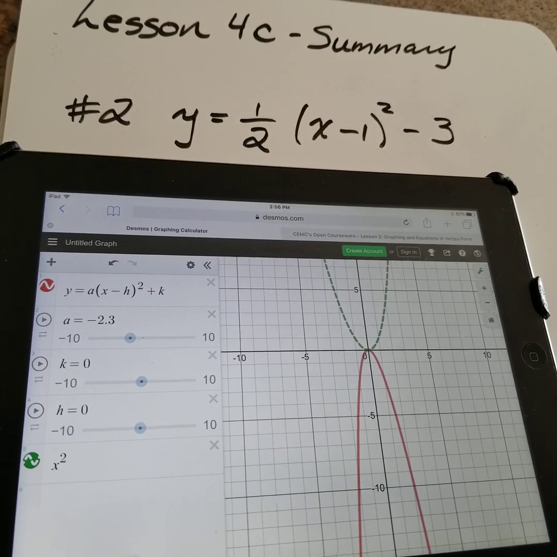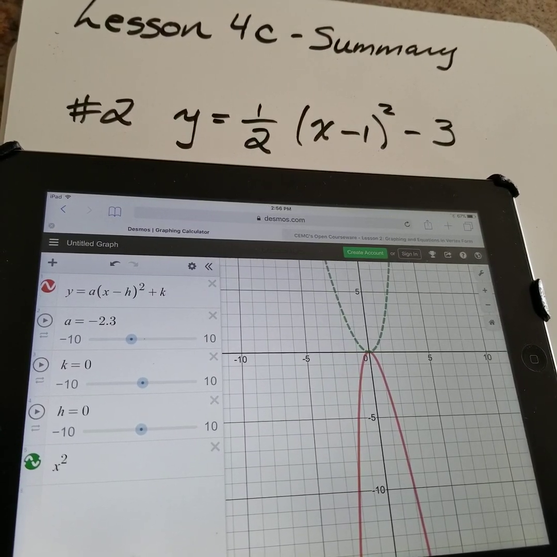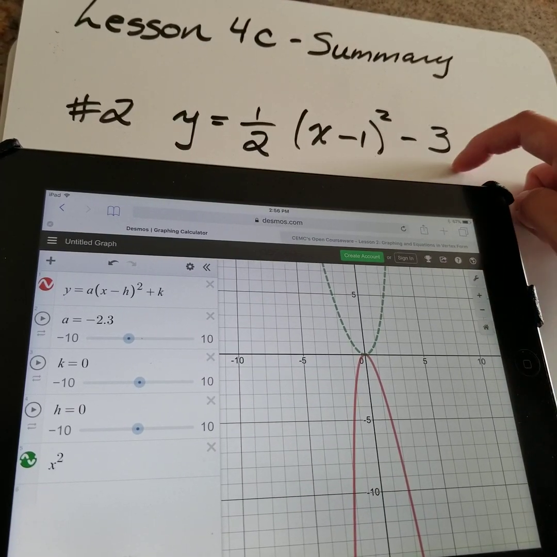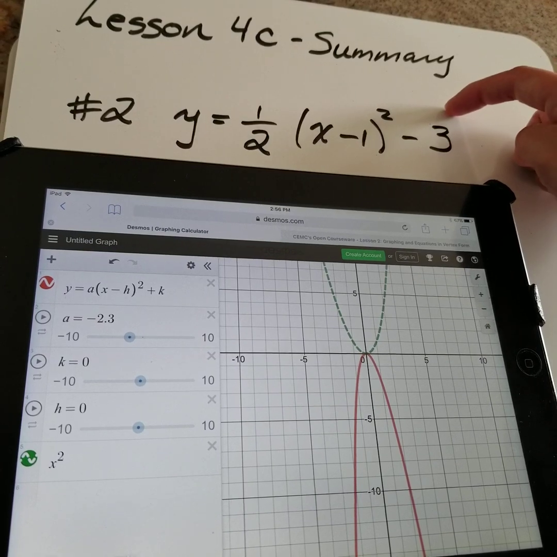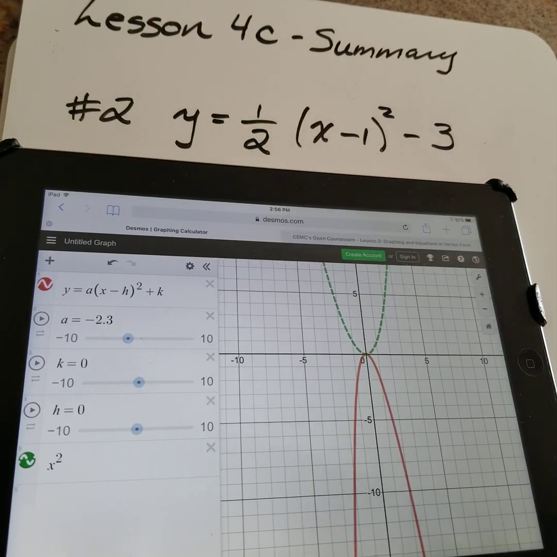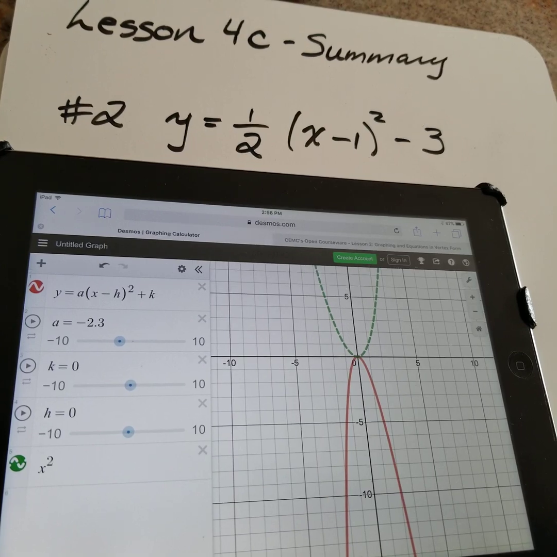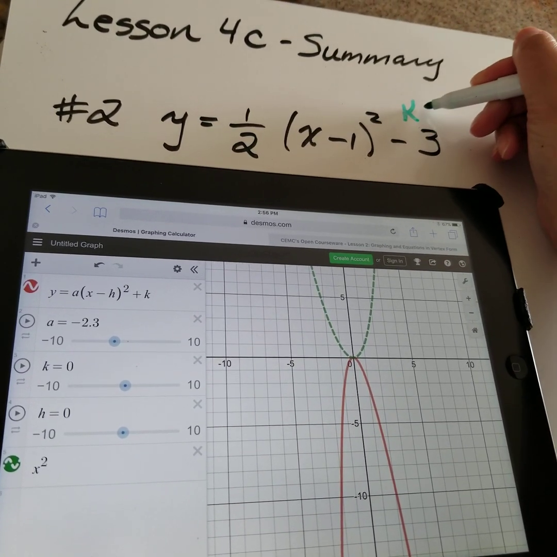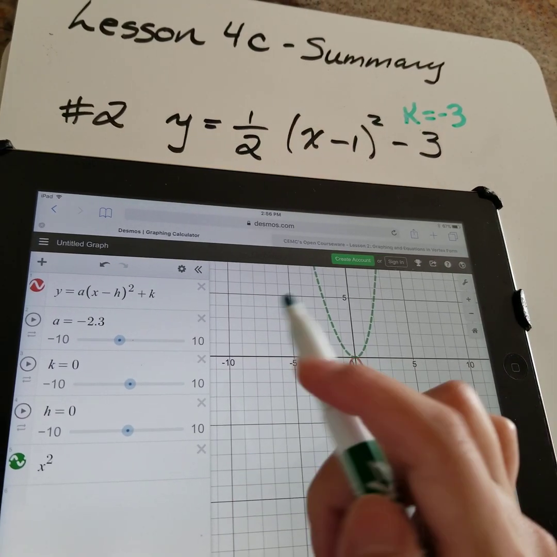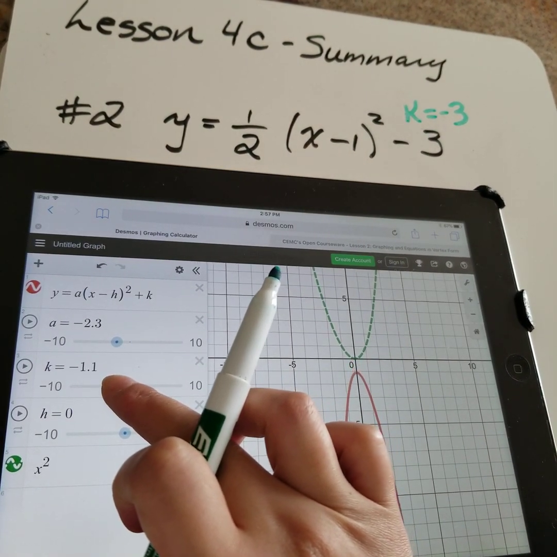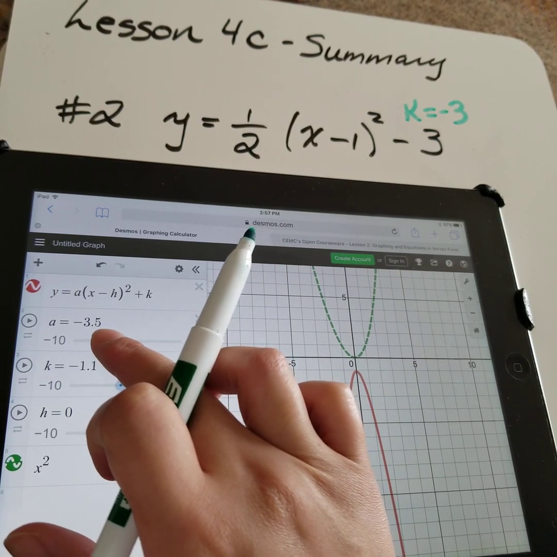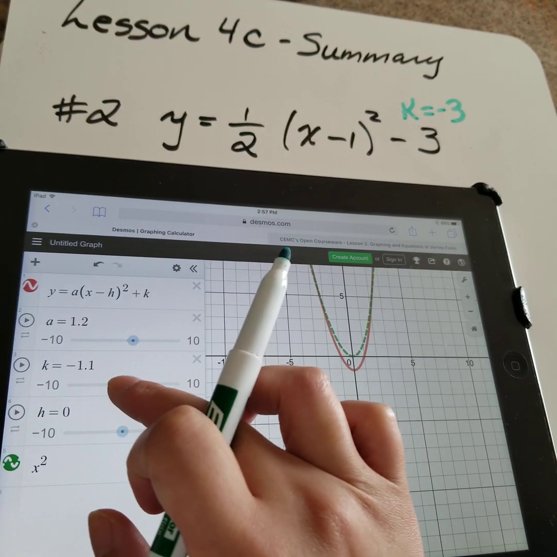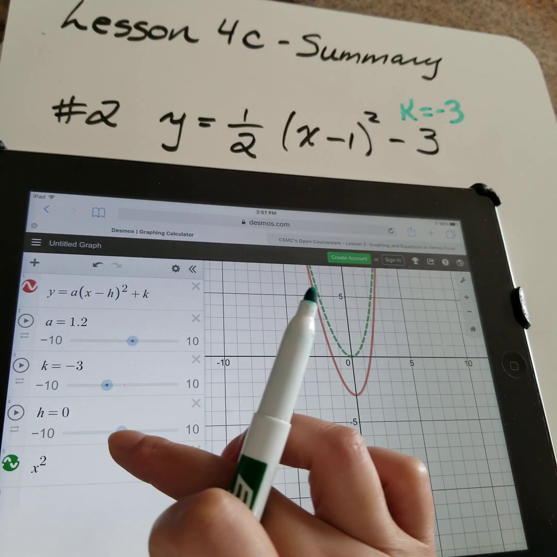Okay, so if I look at this graph up here of y is equal to one half times x minus 1 squared minus 3, I can identify all of these parameters and what I'm expecting to happen to the graph. So this one's the easiest. If I look at the value of k, our k value is equal to negative 3. So my expectation is the graph is going to move down. So if I put that value in here, I'll reset all of these so we can see. I'll make our parabola move down 3 units.